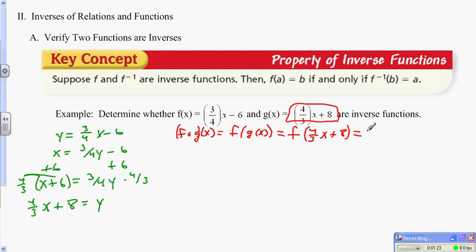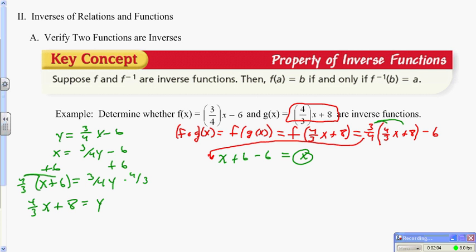And that equals then 3/4. I plug in my other function, 4/3 x plus 8, and then minus 6, finishing it out. Alright, that will then take a new shape after I distribute. And notice I have 3/4 times 4/3. They are reciprocals. They cancel out. 3/4 times 8 gives us 6. And that gives us x.